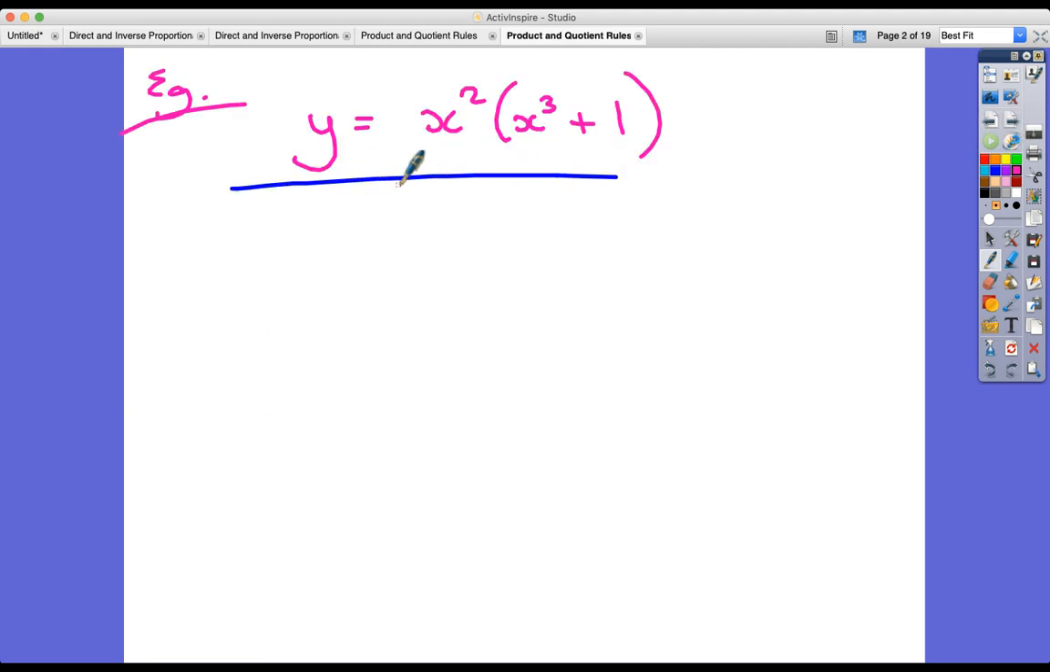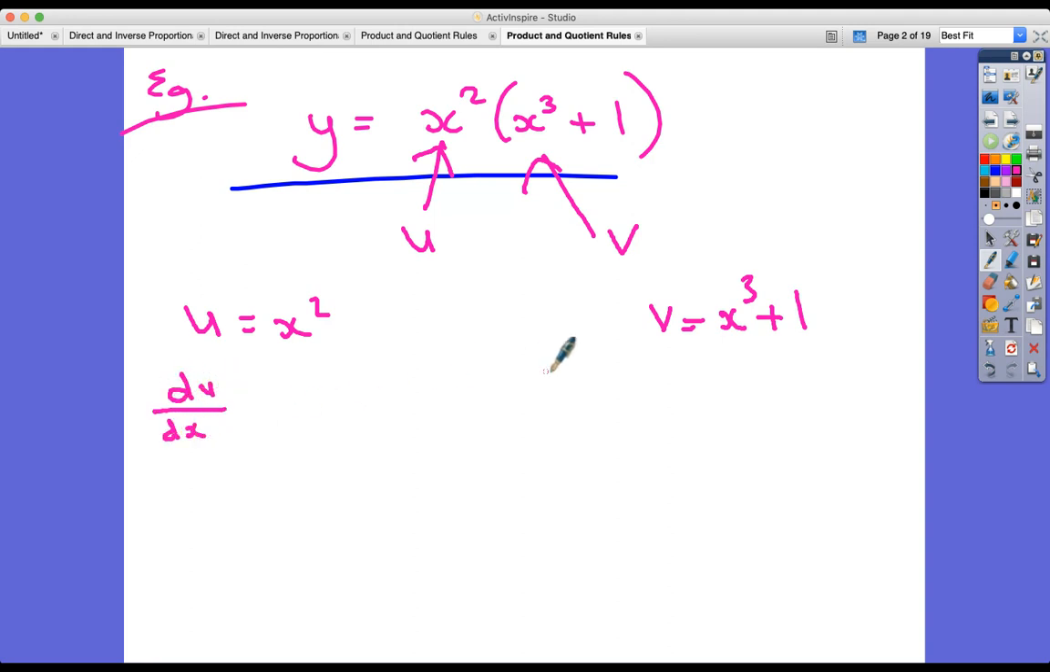So we have an example here, and you can see that we have two functions that have been multiplied together. The first function u is x squared, and the second function v is x cubed plus 1. So what we have to find is du by dx and dv by dx. In this case we get 2x, and in this case 3x squared, plus 1. Nothing happens there, does it? It's just a constant. When we differentiate, it becomes 0.